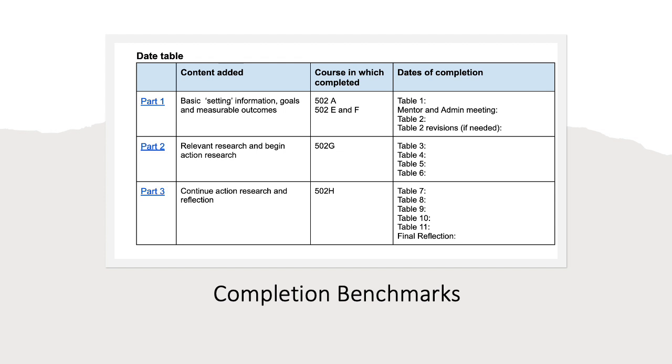The second part of the plan is really about research. It is completed in 502G. There are 4 tables that are completed. The final part is completed in the final semester, and that is part 3. It has 5 tables and a final reflection and is really about continuing the action research process.